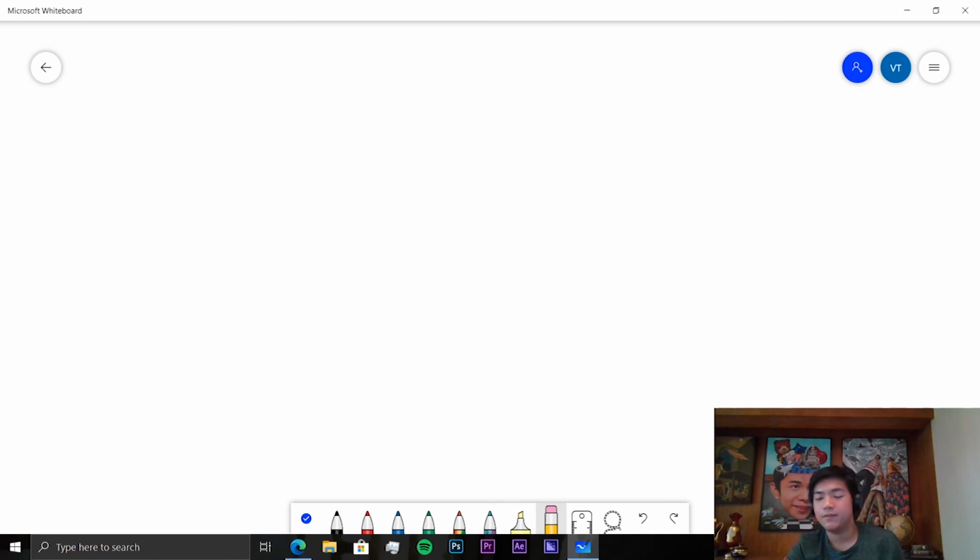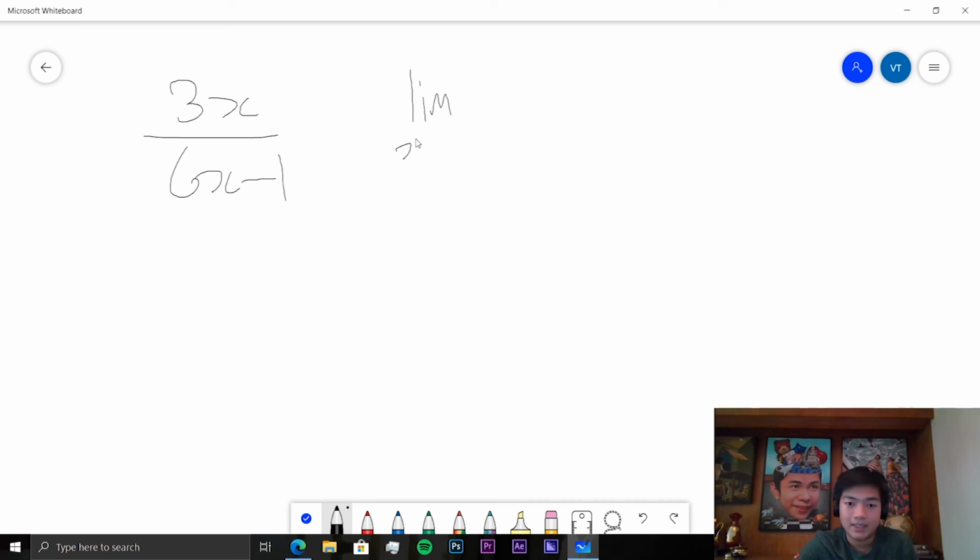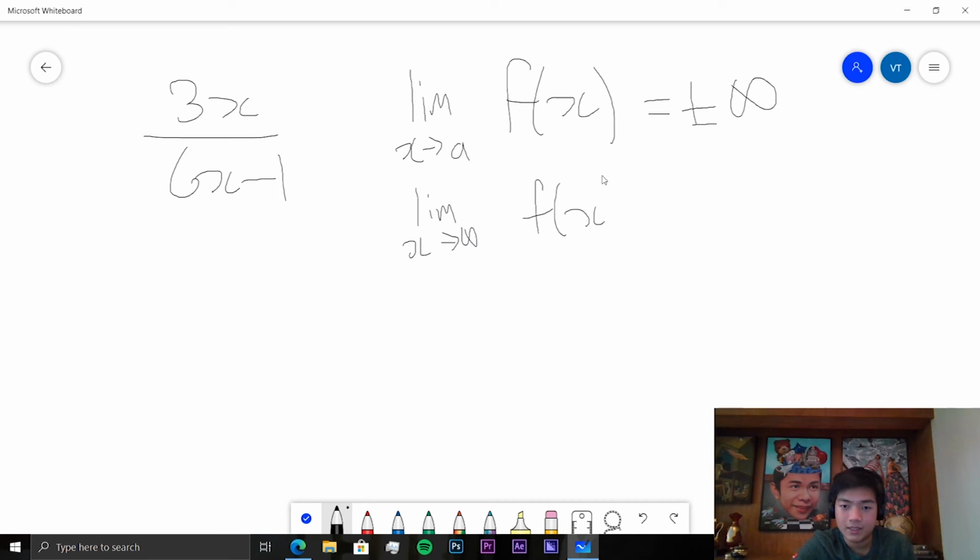Okay, finally we need to find some vertical and horizontal asymptotes. So the first function is 3x over 6x minus 1. And so remember, vertical asymptotes are when the limit as x tends to a of f of x is equal to plus or minus infinity, and horizontal asymptotes are when the limit as x tends to infinity of f of x is equal to a constant.